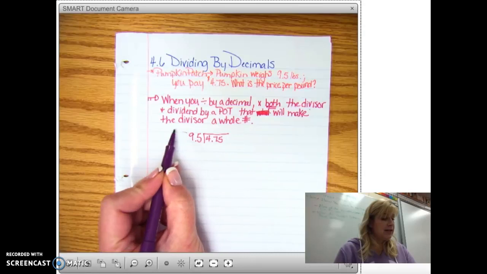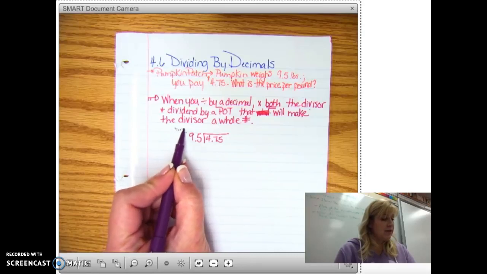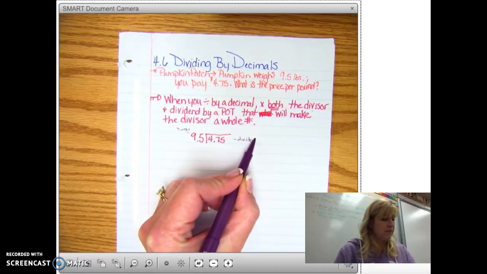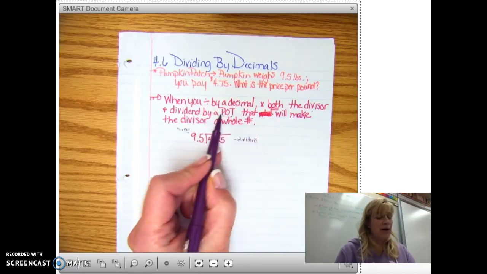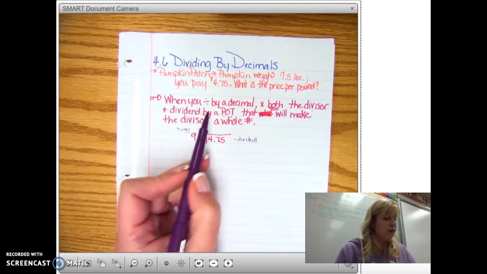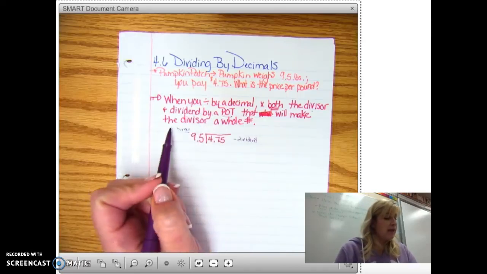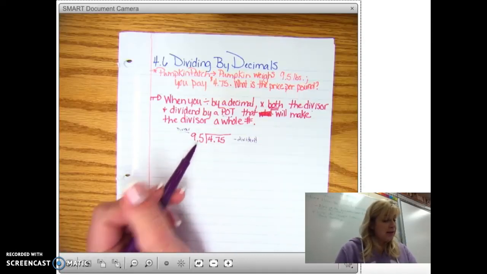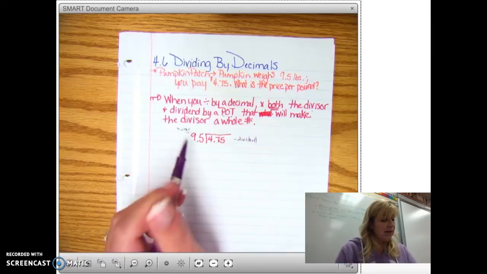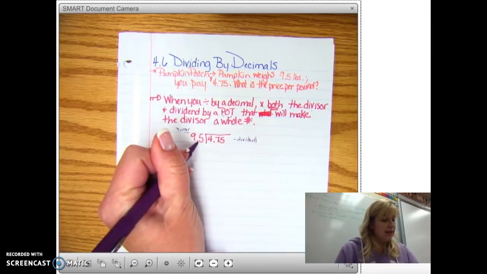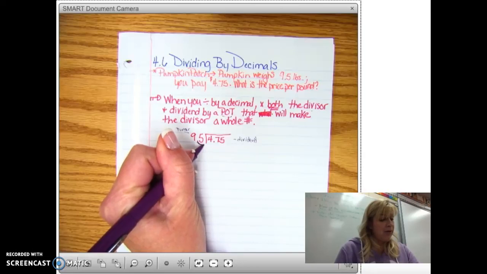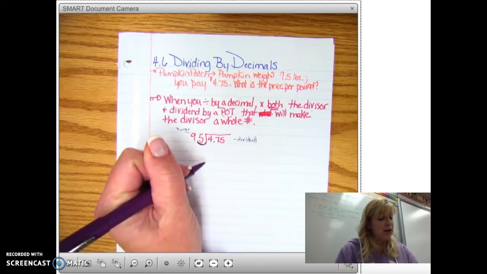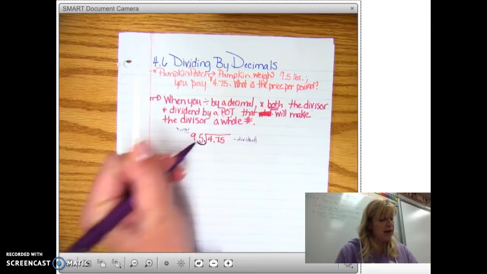Here's the divisor, and here's the dividend, by a power of 10. We learned that in 4.5. That will make the divisor a whole number. So this question right here is going to force us, if we want this to be a power of 10, we multiply it times 10 to get it to be a whole number of 95. So we're just going to put that decimal right there.